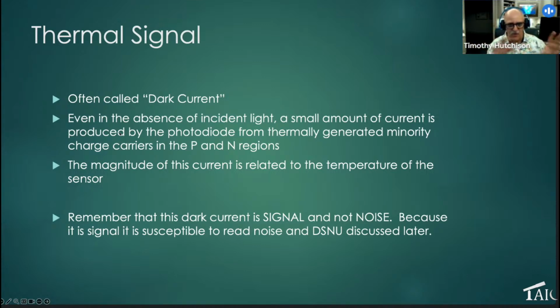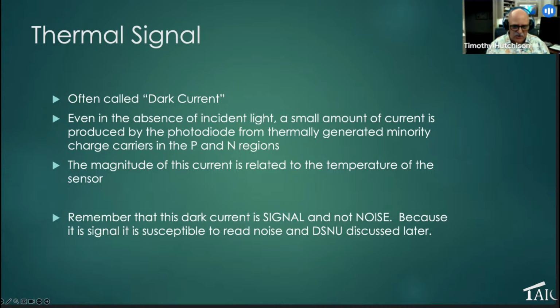Who cares what that means? What it really means is there's a little tiny bit of current that gets generated in the photodiode just because it gets hot. And it looks exactly like it would if light was impacting that sensor, right? Albeit smaller, okay? The magnitude of that current is related to the temperature of the sensor. So the hotter the sensor gets, the more current we have, right? Now we have to remember that this dark current that we're talking about, this thermal signal, is signal. It's not noise.